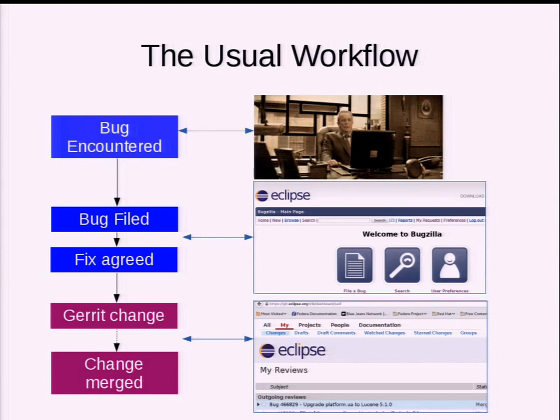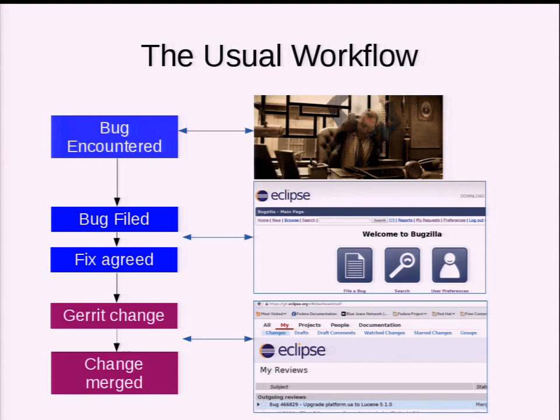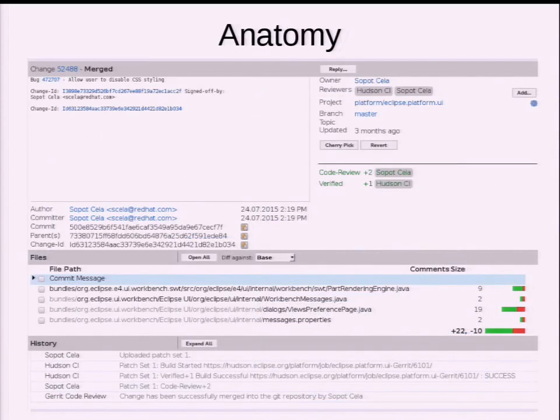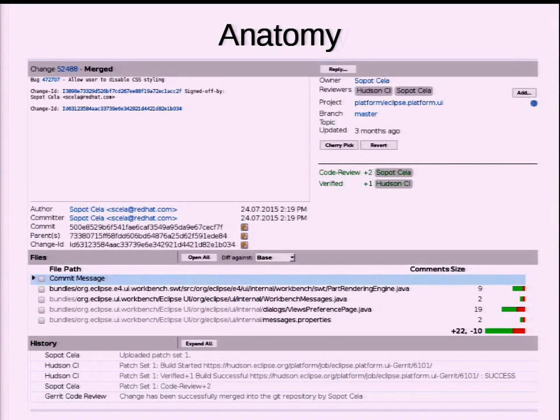Okay, so you see the process is there. You encounter the bug, you file it, you fix it, and hopefully it will be merged into the repository. So let's start quickly with the anatomy of a typical Gerrit review. Not sure if this works. No. Okay. But you see the mouse? Okay. So yeah, that's a typical Gerrit review.